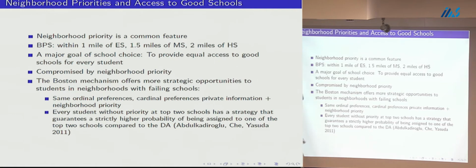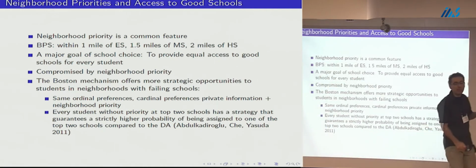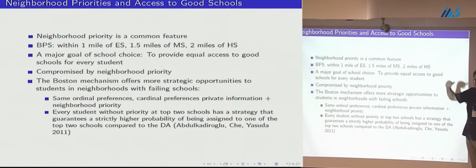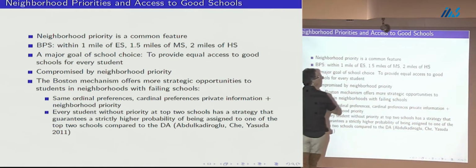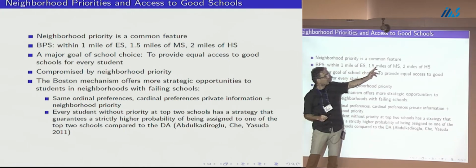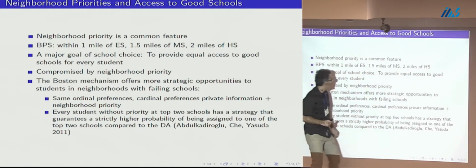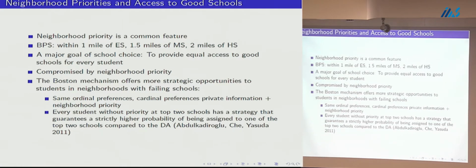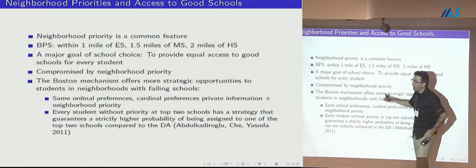Now, there's also a sense that actually the Boston mechanism might improve access to good schools for students who do not have priority at those schools. Neighborhood priority is a common feature in many school districts. For example, in Boston, an elementary school student gets neighborhood priority if he lives within a 1 mile radius of the school, and similarly for middle and high schools.